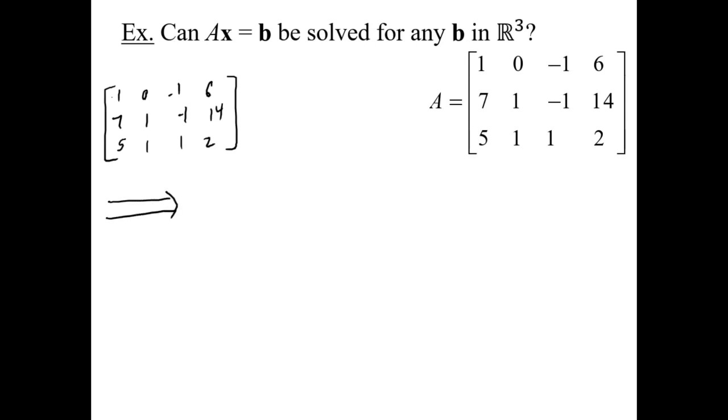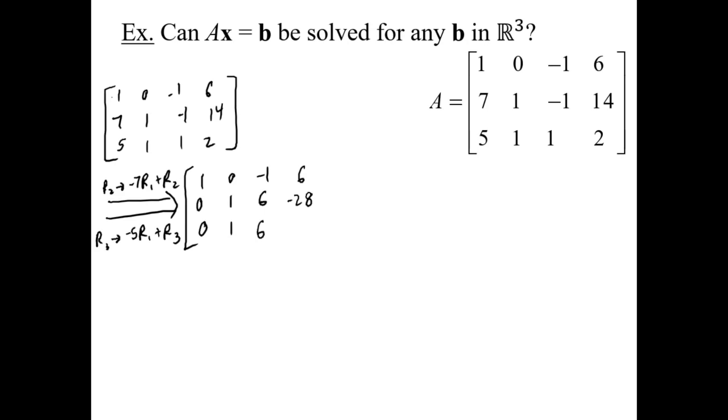Let's replace row 2. How about negative 7 row 1 plus row 2? So I get 1, 0, negative 1, 6, 0, 1, 6, negative 42 plus 14 is negative 28. Yeah, cool. And then row 3, so we'll do negative 5 row 1 plus row 3. So top row times negative 5 plus the bottom row, negative 28.